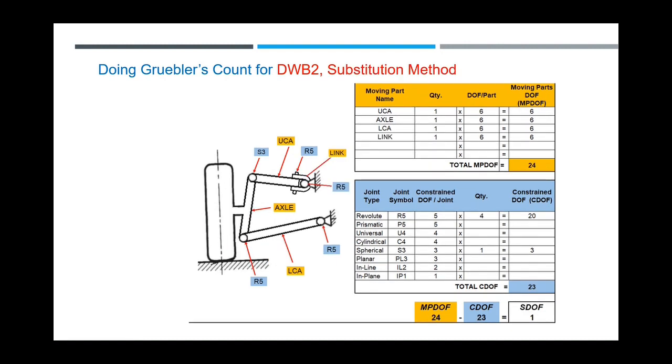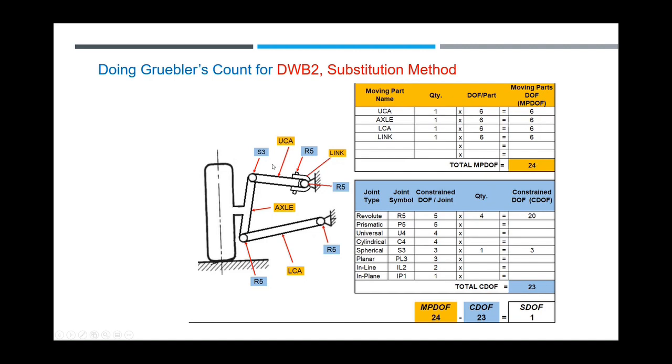One thing that's nice about Gruebler's count is you can actually substitute parts. A universal joint is basically U4, but in reality, you actually have an extra part with two revolute joints. If you look at this universal joint here, there's one axis here and one axis there. So basically, this is like the second part, which I call a link. So now we have an extra part in there. It's called a link. Now we have 24 degrees of freedom.